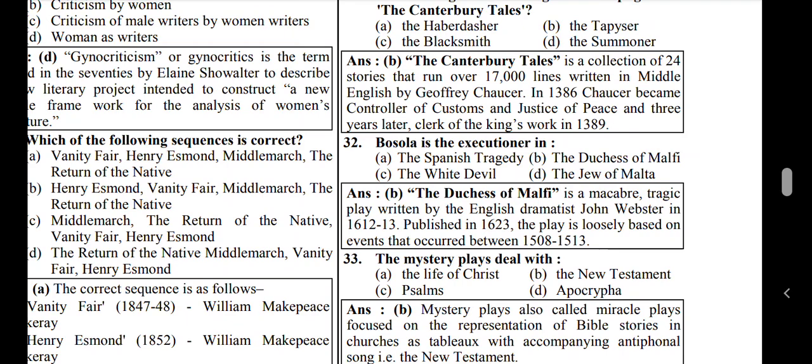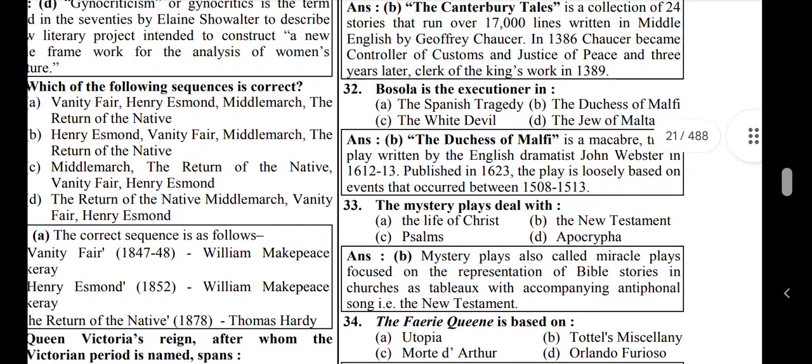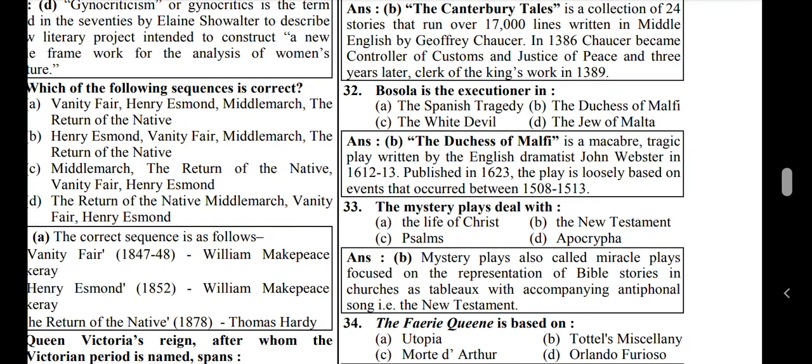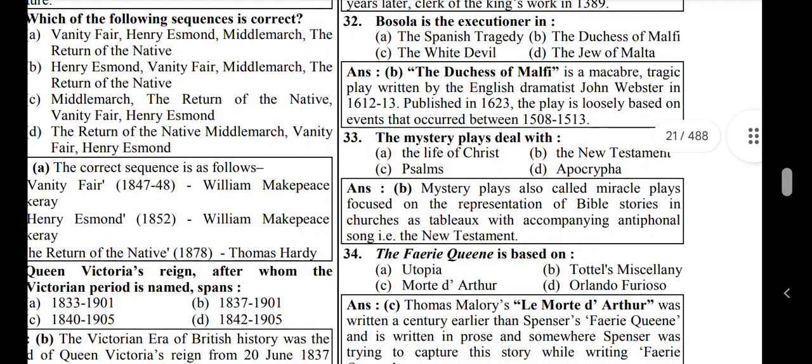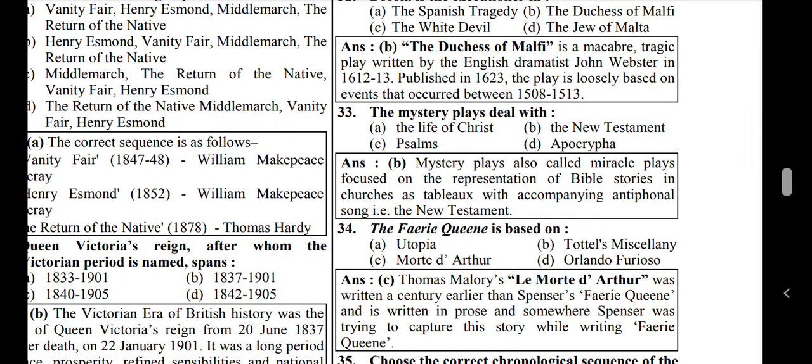The Duchess of Malfi is a macabre tragic play written by the English dramatist John Webster in 1612-13. Let's have it in our mind. The Duchess of Malfi, written in 1612-1613 and published in 1623. See, the First Folio of William Shakespeare was also published in 1623. This Duchess of Malfi was also published in 1623. The play is loosely based on the events that occurred between 1508 and 1513. So this play is based on real events.